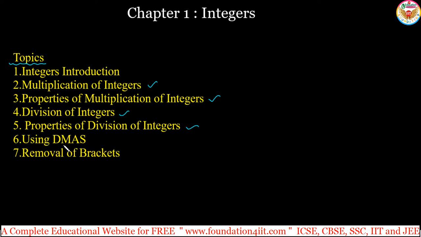And next using DMAS, this is division, multiplication, addition, subtraction. How to simplify the terms using this rule, we'll see here. And removal of brackets. So let us discuss the BODMAS rule. So this is only DMAS with brackets: bracket, division, multiplication, addition, subtraction. So how to apply it using the brackets to simplify the statements, we'll see.